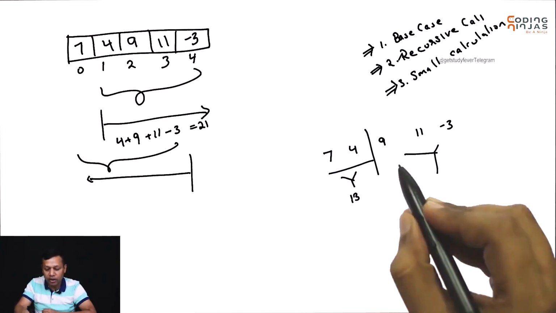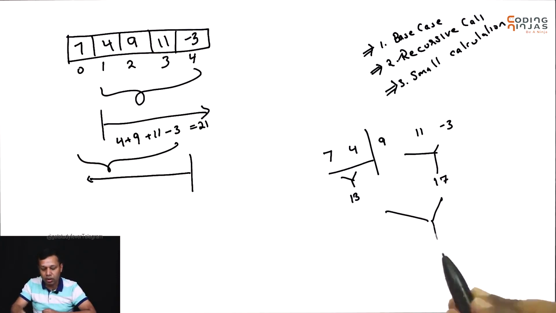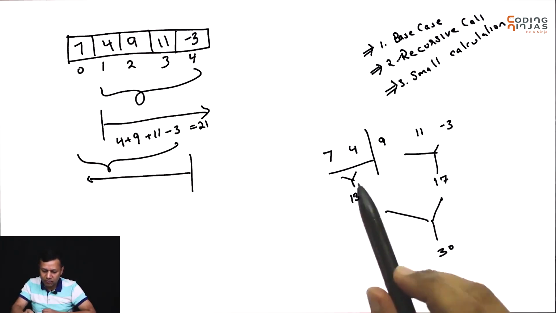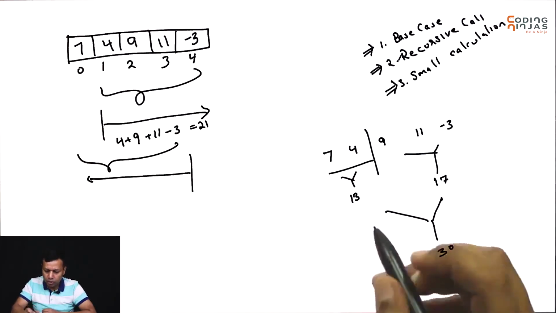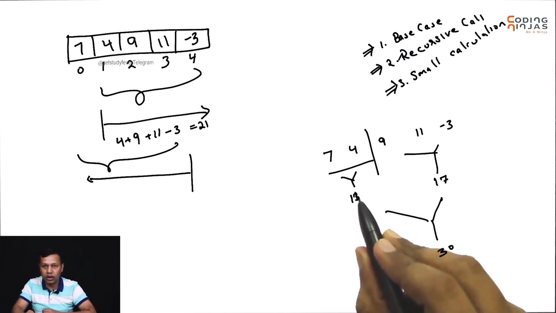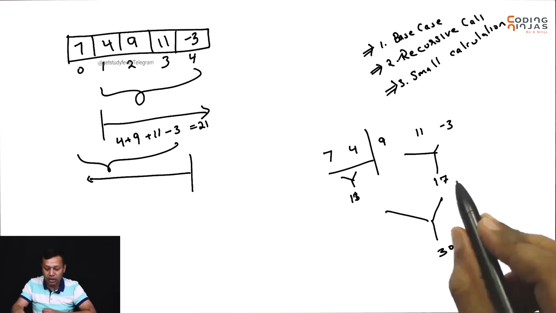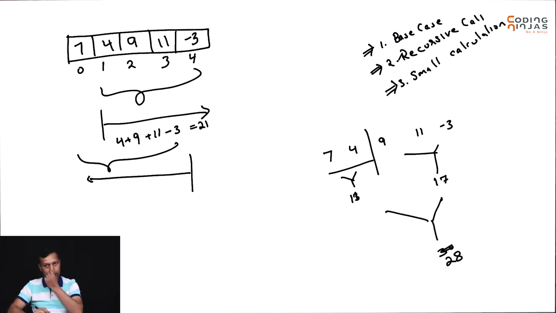So recursion should bring 13 from here and 20 minus 3, 17 from here, and the two answers whichever I get, I should add these two numbers. I'm so sorry, 7 plus 4 is not 13, 7 plus 4 is 11. I've made a small calculation mistake over here. So 7 plus 4 is 11, 11 plus 17 is not 30 but 28. Alright, so we can break our array from the start, from the end, or from in between.